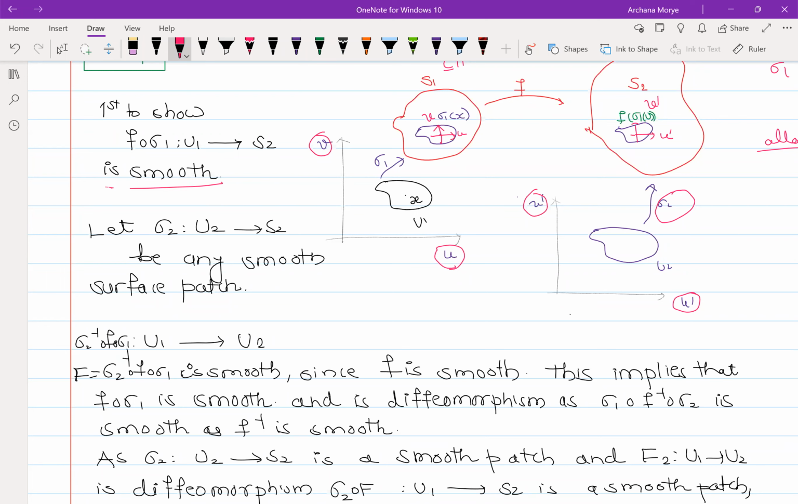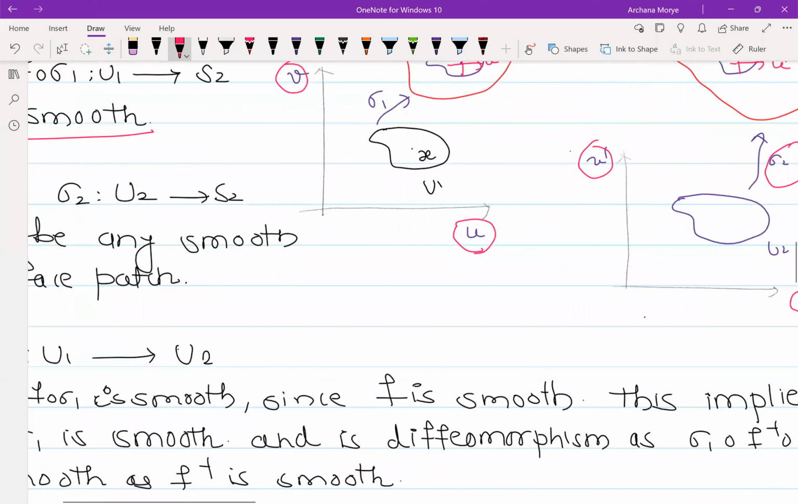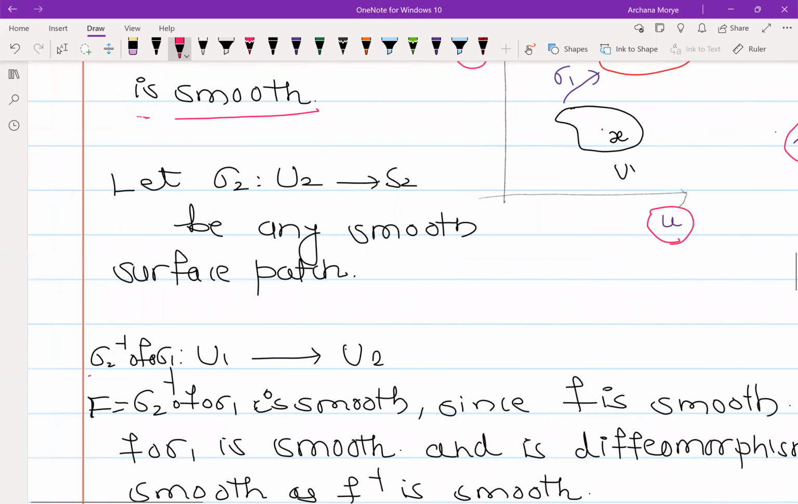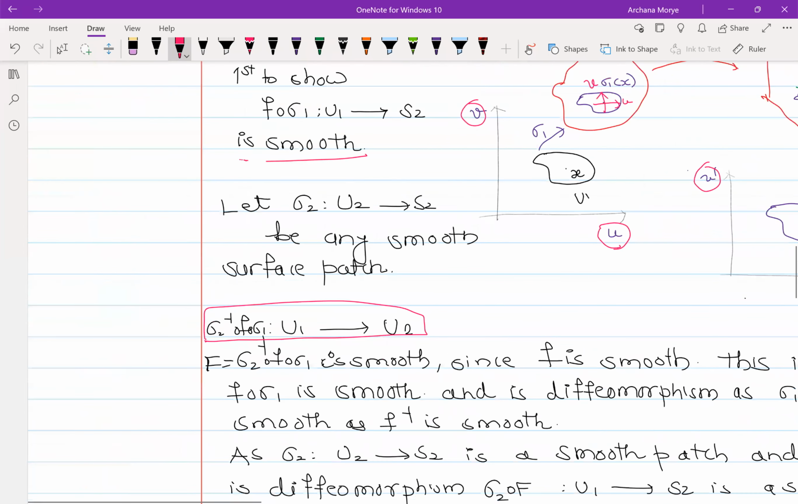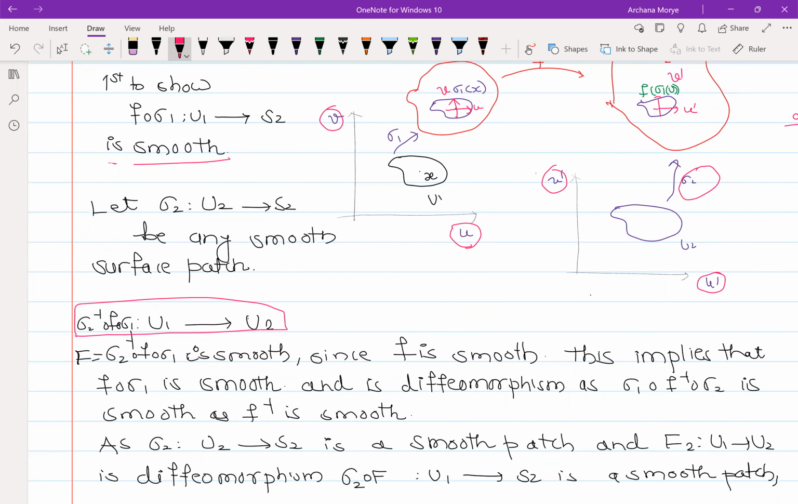Then what happens is, if I take sigma 2 inverse composed with F composed with sigma 1, can you see this part? This is a map from where to where? From U1 to U2. And the definition of smoothness for F is precisely that this map is smooth, right? That is precisely our definition. So let us take capital F to be sigma 2 inverse composed with F composed with sigma 1. I'm just denoting this by F.